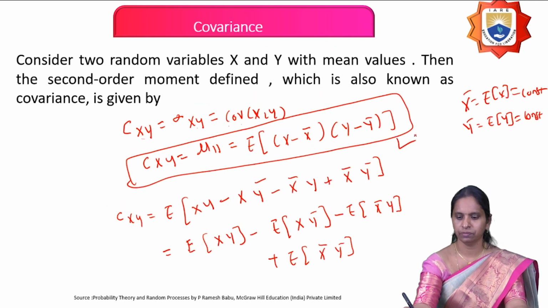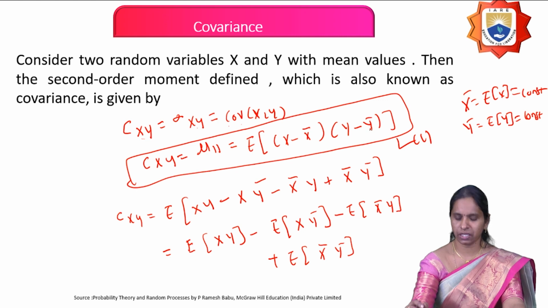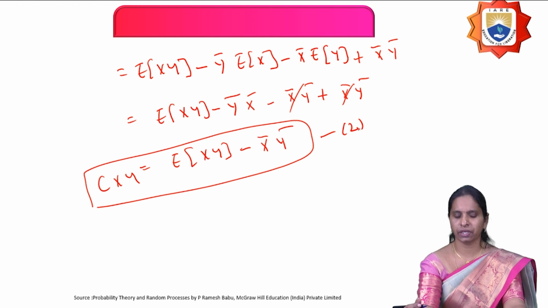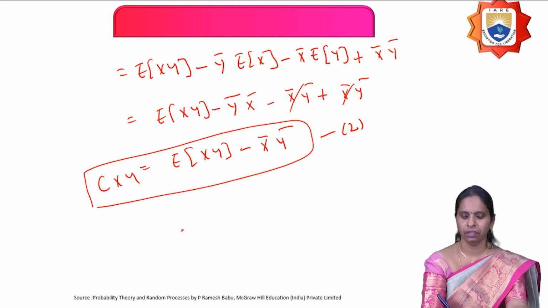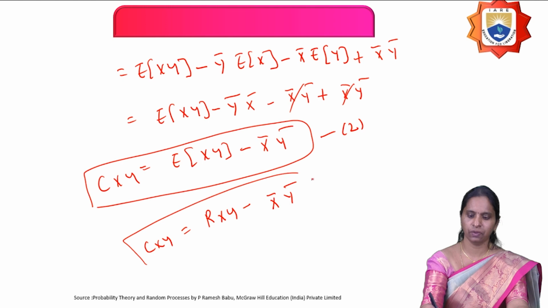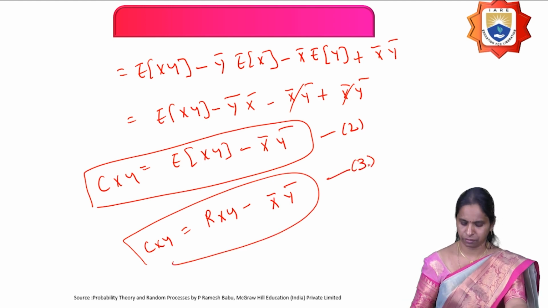What is the first one? Expectation of x minus x bar into y minus y bar. What is the other form for the covariance expression? Cxy is equal to E of xy minus x bar into y bar. This is the second form of the covariance function. And what is E of xy? It is nothing but the correlation Rxy. So Rxy minus x bar into y bar. So this is one more representation of covariance.